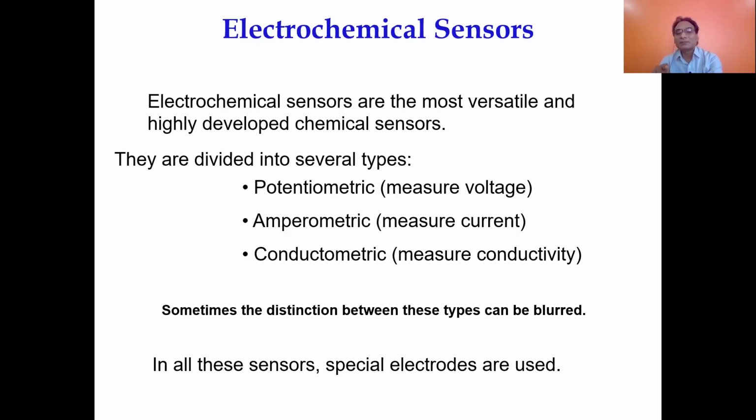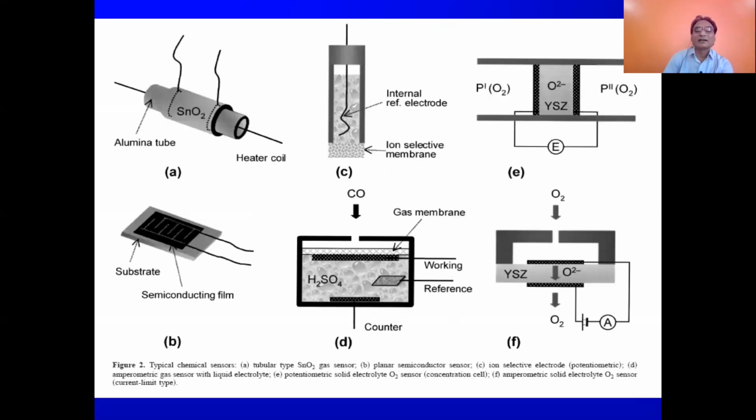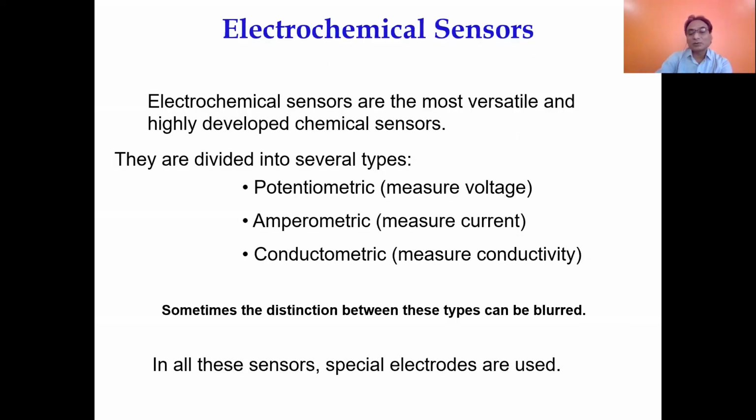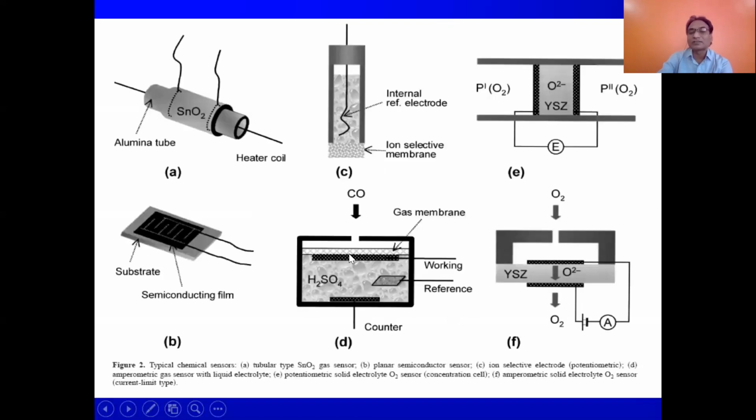Truly speaking, the amperometric configuration is widely used in most sensor applications. Potentiometric and conductometric configurations are very rarely used. In fact, in those kinds of sensors, special electrodes are needed. Whether it is potentiometric, amperometric, or conductometric, different kinds of electrodes are needed.